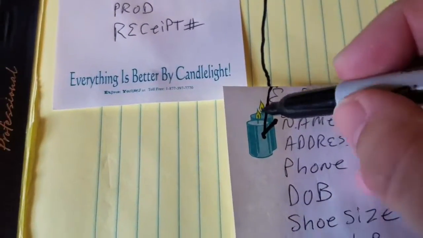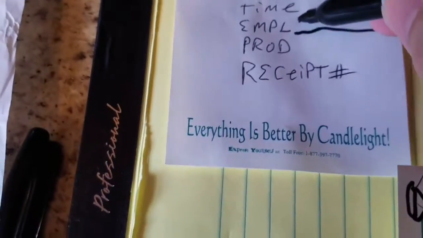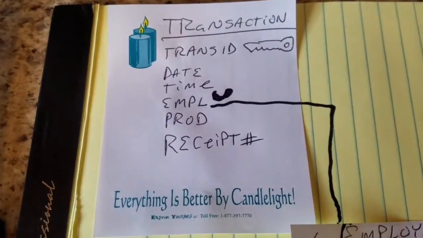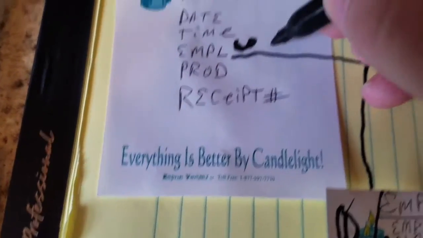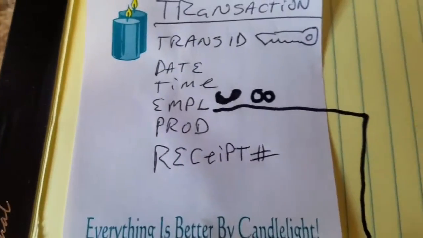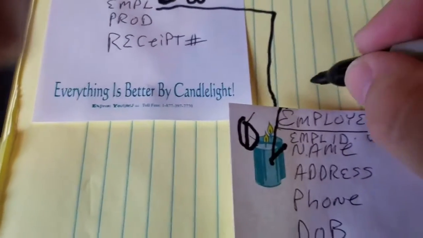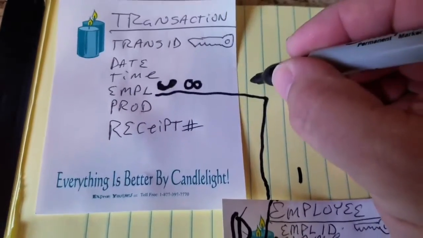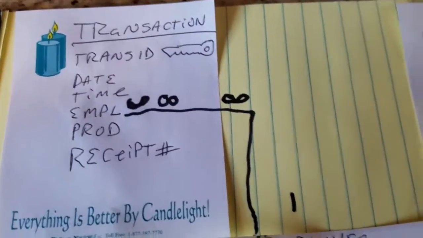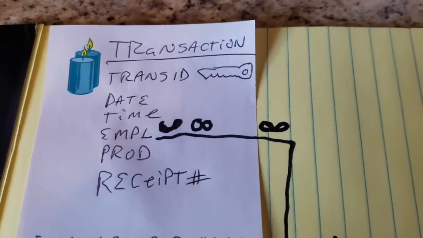And one employee is going to sell many of these items, and it's going to record many transactions. And the lazy 8 or the infinity symbol is the sign for many. But the important thing is that the relationship there is one to many. Sorry, I'm not very good at it. But anyway, one to many. So one employee is going to do many transactions.